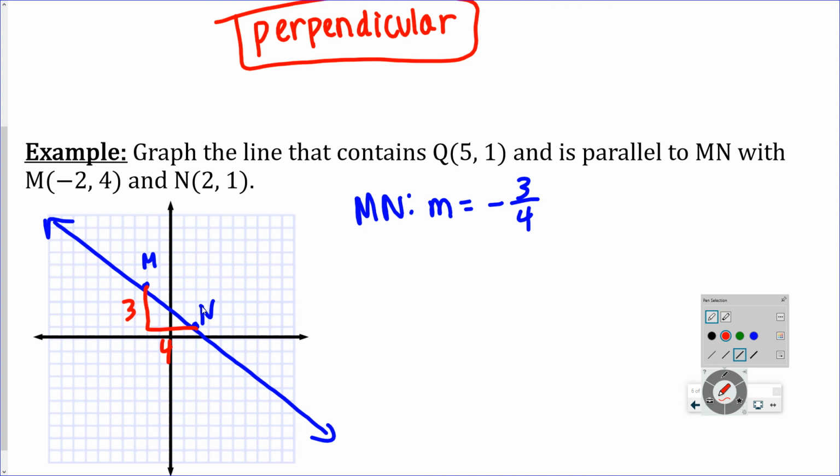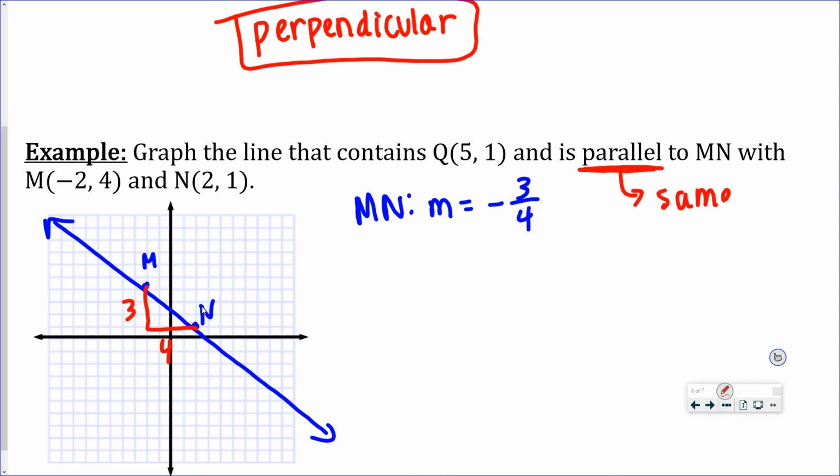Since Q, the line that contains Q, is parallel to this, what does that mean? It's going to have the same slope, exactly. It's also going to have a slope of negative 3 over 4. Okay, so point Q, we're here at 5, 1.